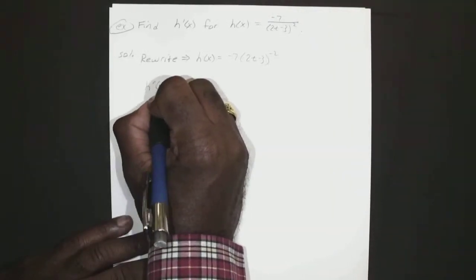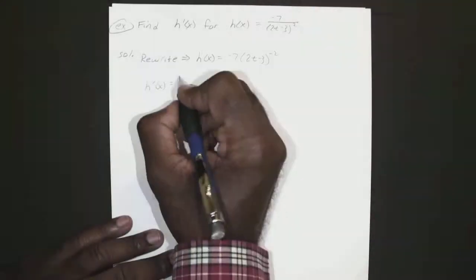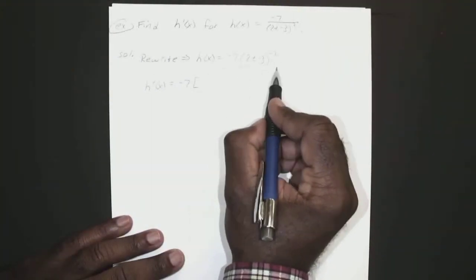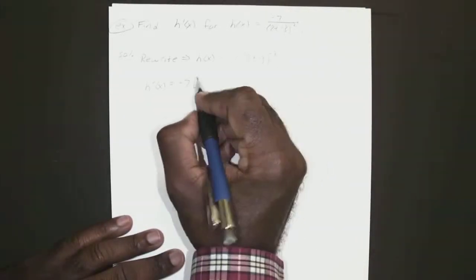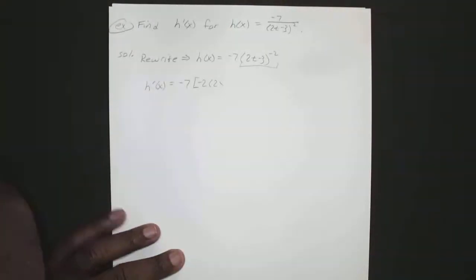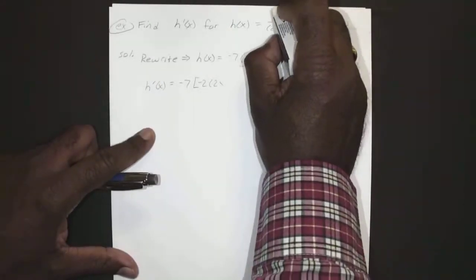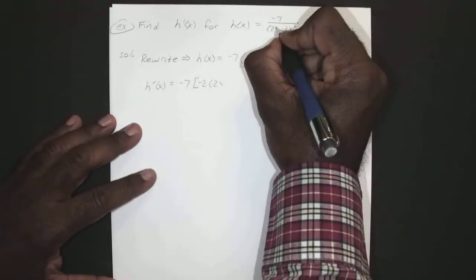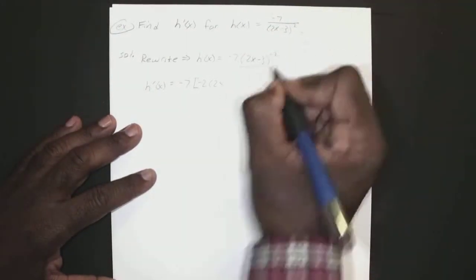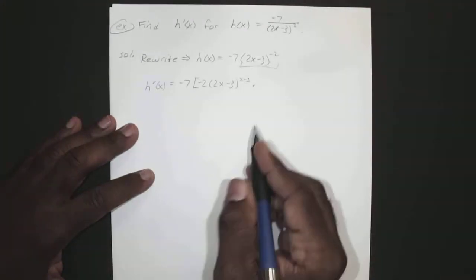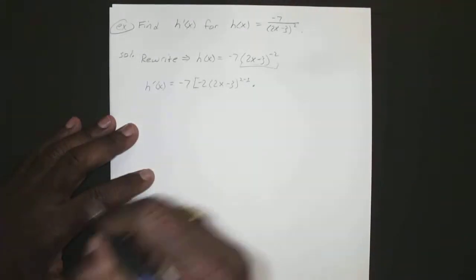Okay, so our h prime of x is going to equal -7, then applying the chain rule to just that part, bring down our -2. Oh, why did I put t there? I meant to put x. (2x minus 3), and we're going to subtract 1, times the derivative of what's inside.